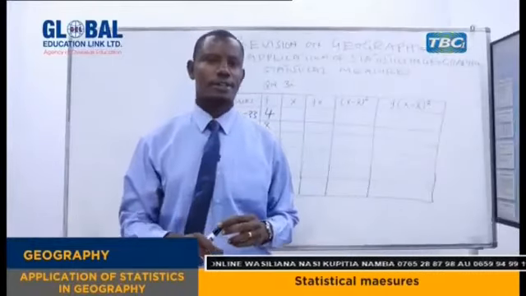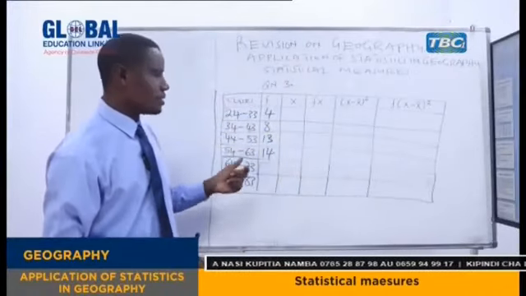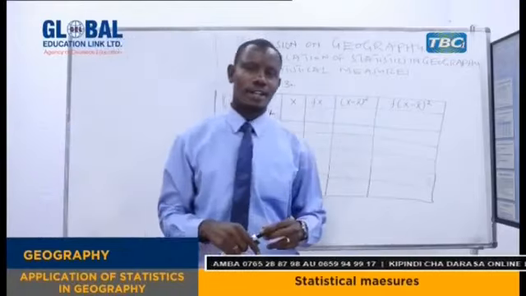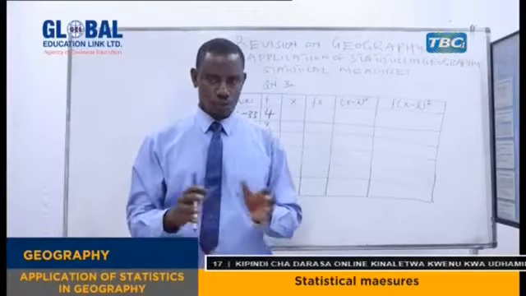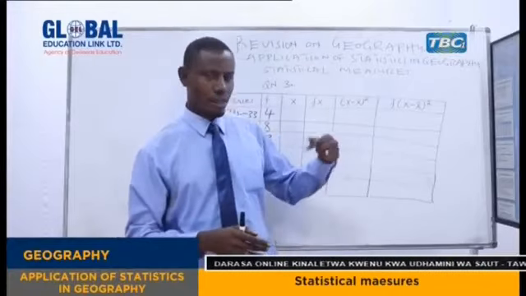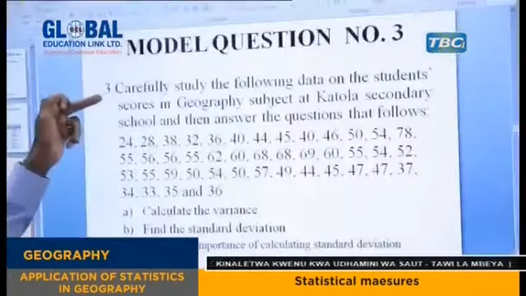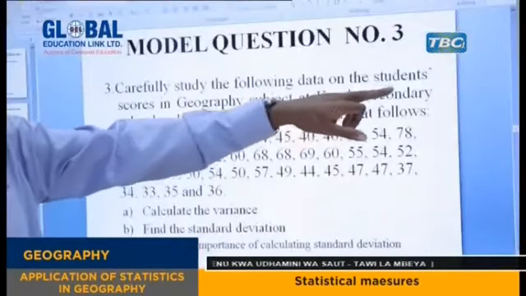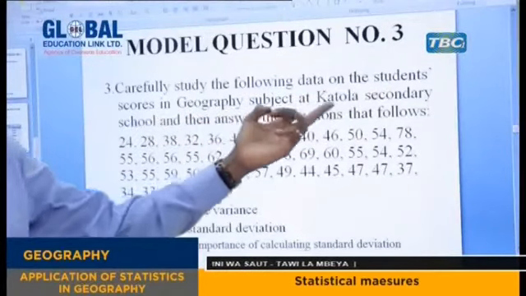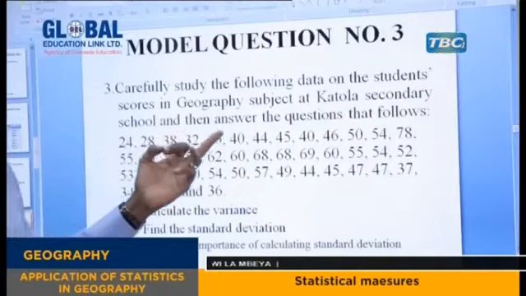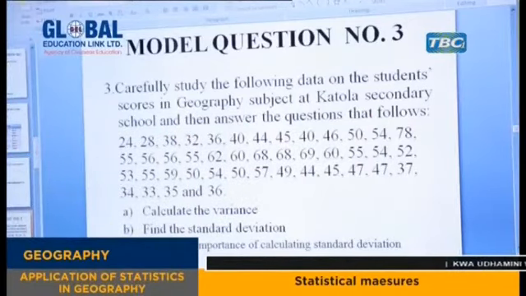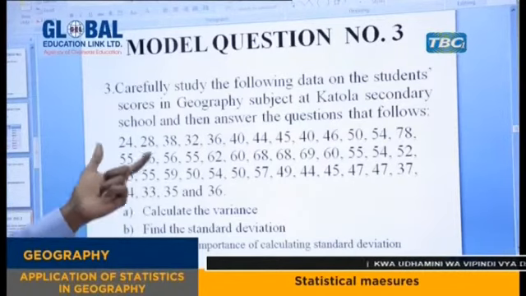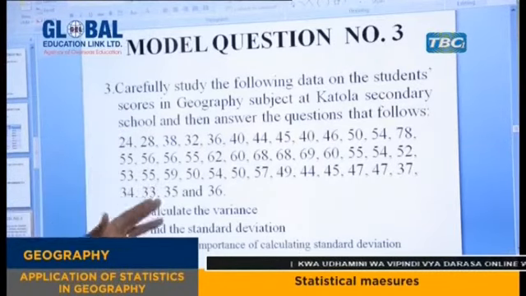Okay, dear student, let's proceed with our revision. We can just recall the first question that we have done. It's about grouped data. Then the second question was about grouped data, but it's quite different from the third question. For the third question, it's about carefully studying the following data on the students' scores in the geography subject at Katola Secondary School and answering the questions that follow. This question is also grouped data, but it's quite different from the second one, because in the second one we were given the frequency table.